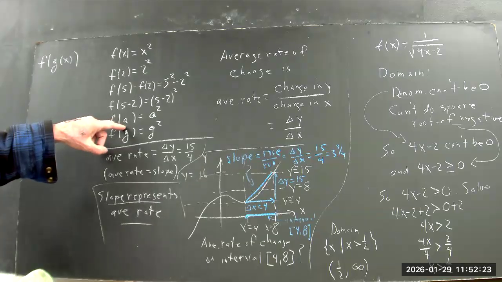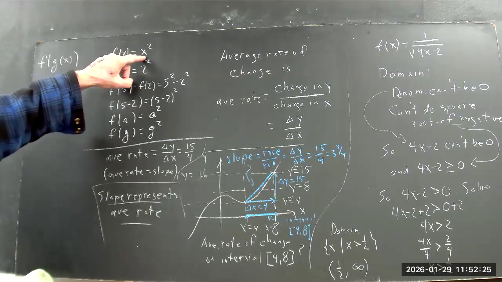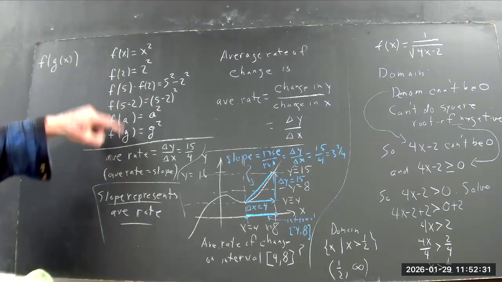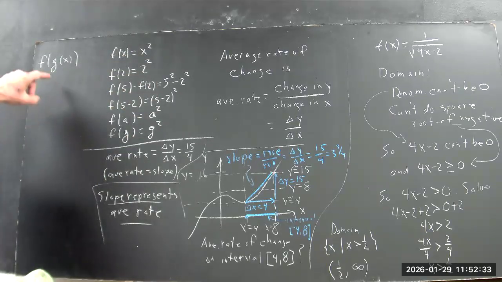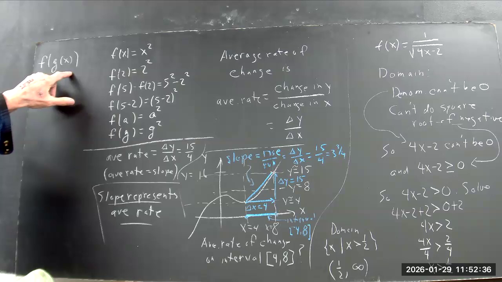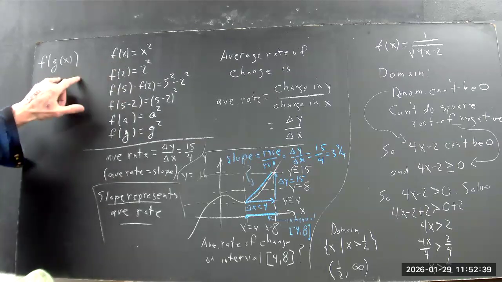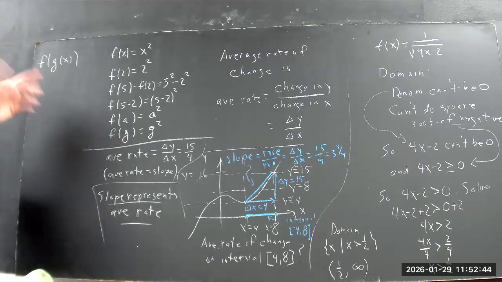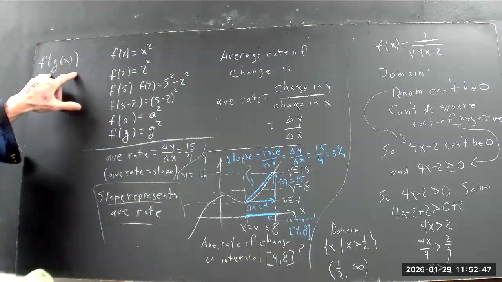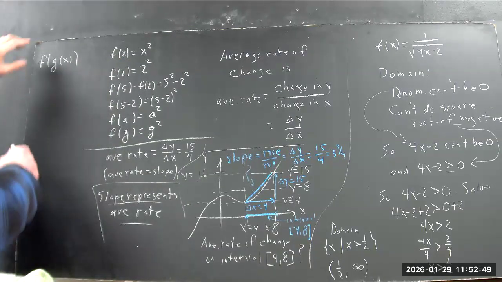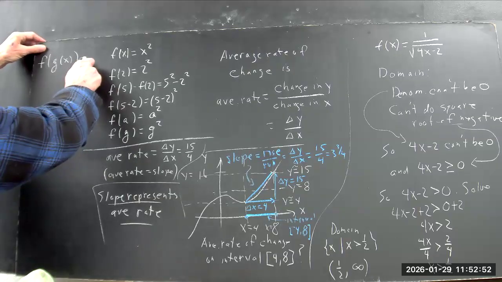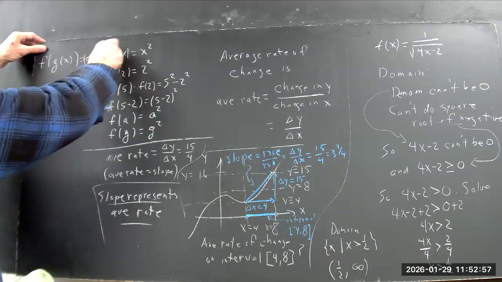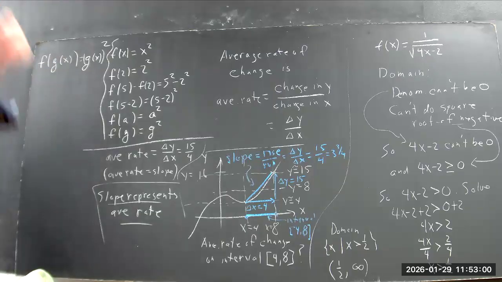We did f of a. We saw that if we replace x by a, we get a squared. We do f of g. We see that if we replace x by g, we get g squared. Now we've got f of g of x. So what's replacing x? g of x is replacing x. It's a little confusing because there's an x here and an x here, but the rule is you replace x with whatever you've got inside these parentheses. So what you get is g of x squared.